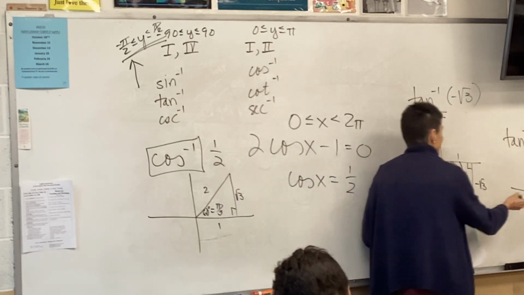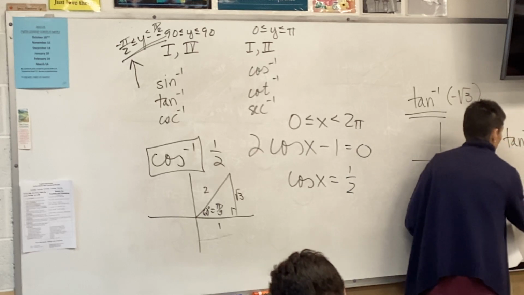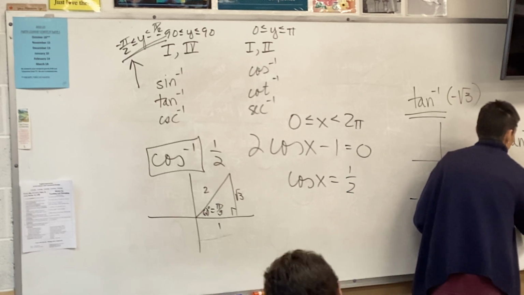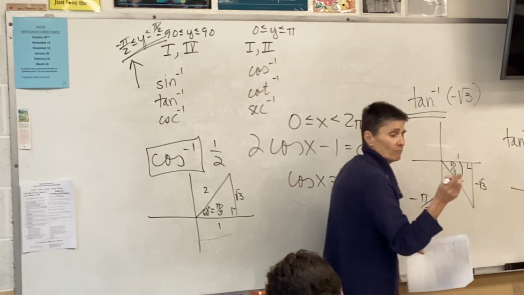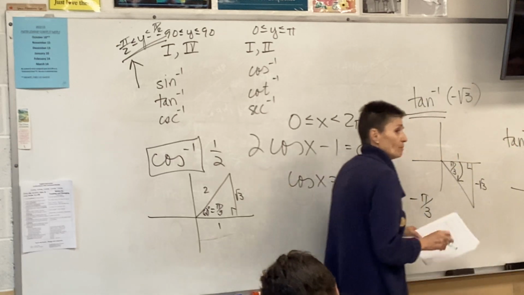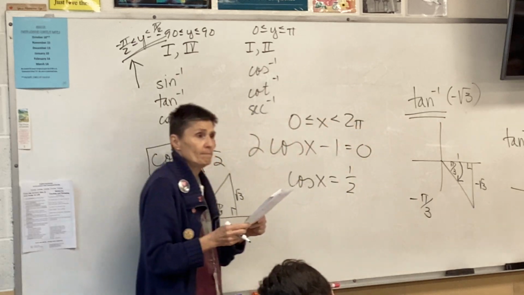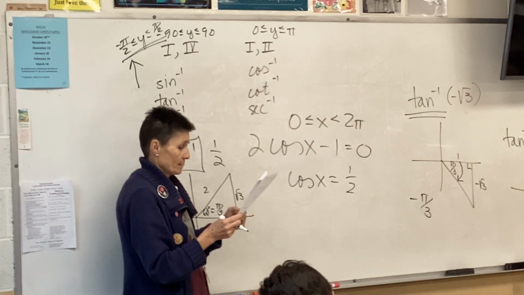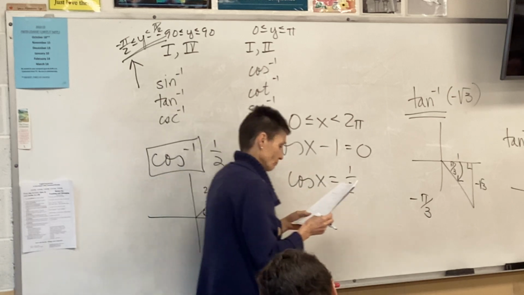Won't this one be in the same quadrant? It's negative. How big's that angle? 45, which is negative pi over 4. Good. Tess, you following along? Yeah. Okay.